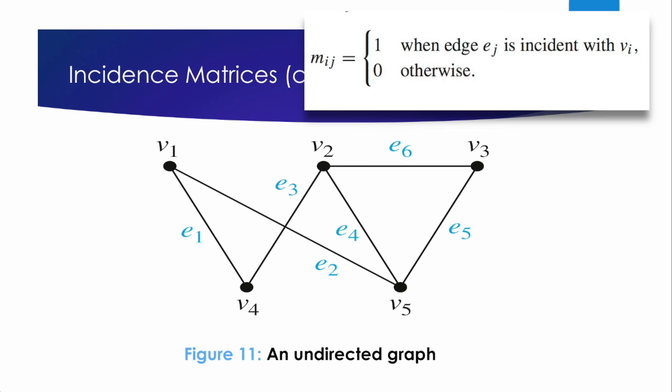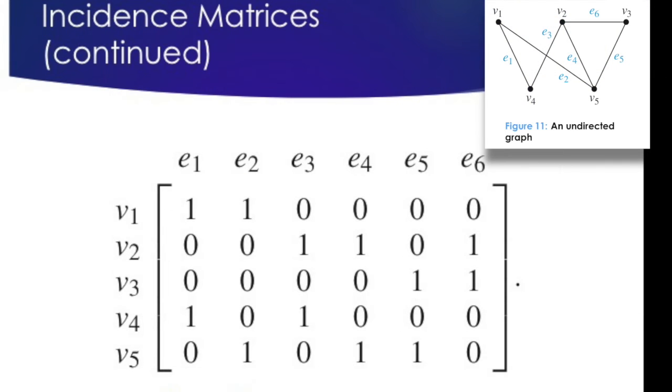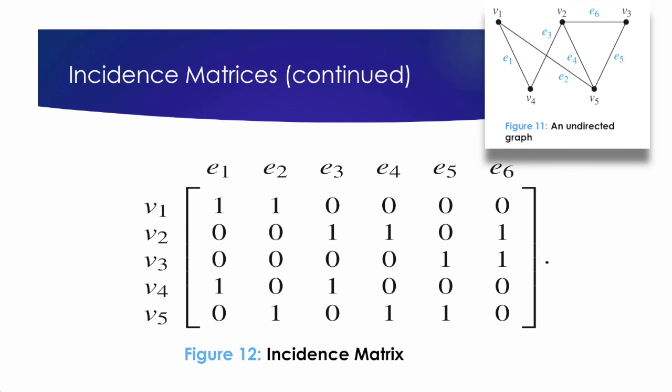We can see vertex V1 has several edges that it lies on, so it has E2 and E1, so we will put down 1 below E1 and E2 in the matrix. For vertex V2, we have the edges E3, E4, E6, which are connected to it. So we put 1s in the associated cells. The complete incidence matrix for this graph is shown in figure 12.